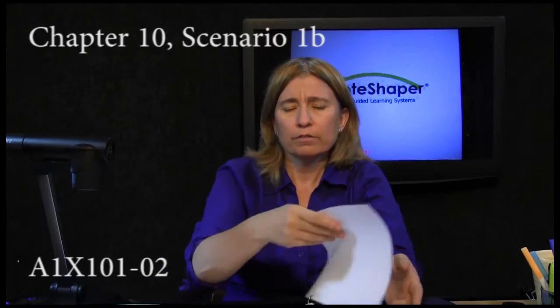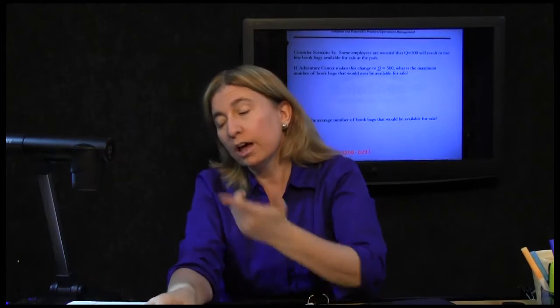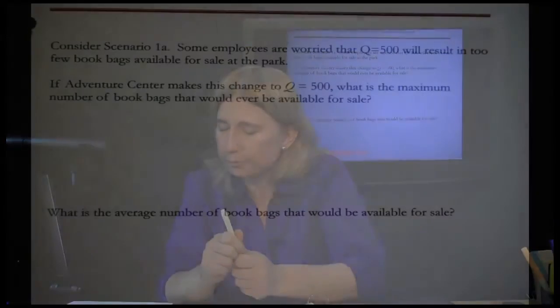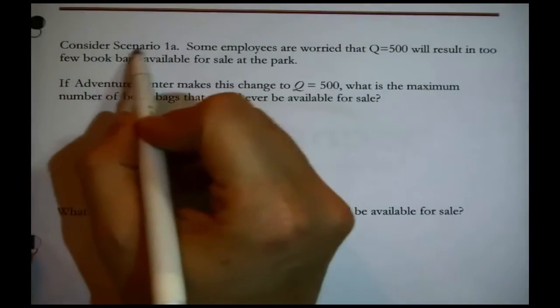In the previous scenario, 1A, we determined an order size. Q equals 500. Very often, once you've appointed a certain order size, your policy, you then follow up with a certain amount of analysis to learn about the implementation of this policy. That's essentially what's going on with these questions. Let's look. Consider scenario 1A.